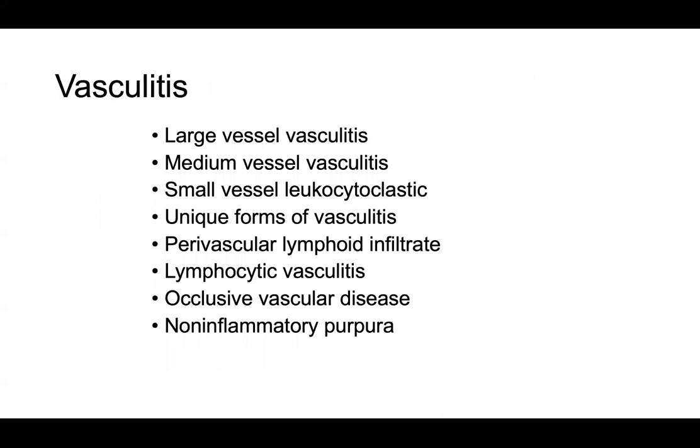Just another list kind of summarizing these entities here. I will say that in addition to large, medium, and small vessel vasculitis, you can have very unique forms of vasculitis that are more rare. You can have lymphocytic vasculitis. So often we focus so much on neutrophilic inflammation around the vessels, but sometimes you can have predominantly lymphocytes causing vessel damage or being associated with vessel damage. Occlusive vascular disease, so thrombosis, intraluminal clotting, and leading to vasculopathy. And you can have even non-inflammatory purpura. So mostly it's just vascular congestion and vessel destruction without much inflammation.